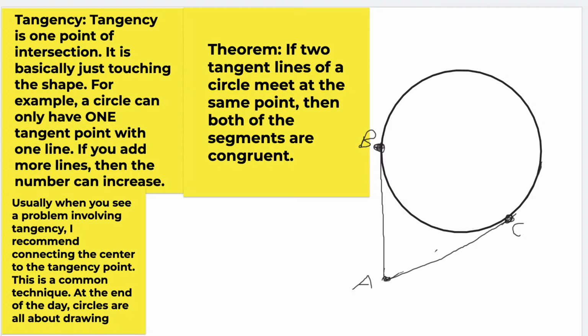And at the end of the day, remember, circles are all about drawing. Now, there is one important theorem. If two tangent lines of a circle meet at the same point, then both of the segments are congruent. So you connect the point to the tangent point. And here, you see they're both tangent and they meet at the same point. That means these two segments are congruent. This is a very commonly used theorem, and it can help you solve some very hard problems very easily.